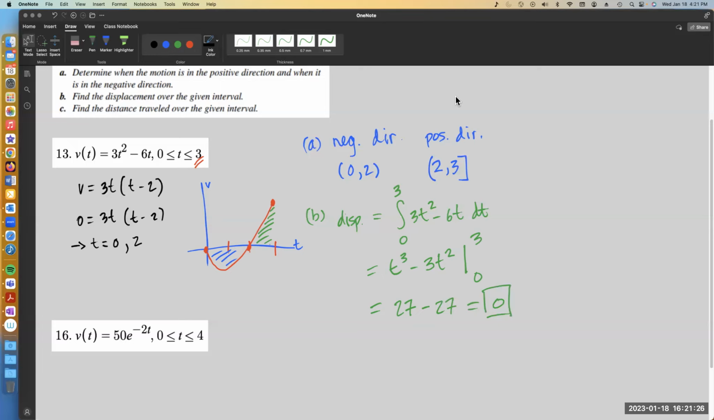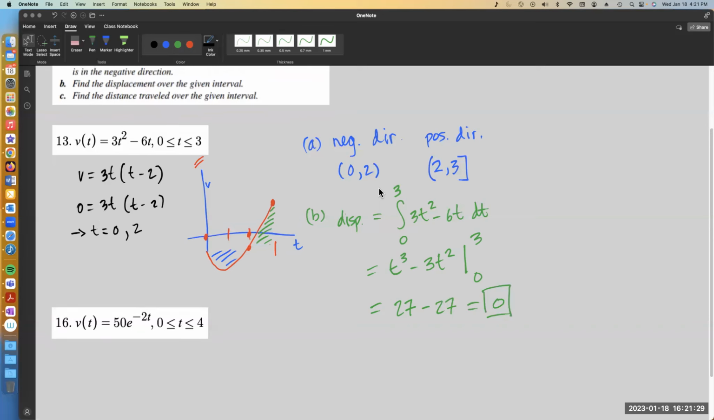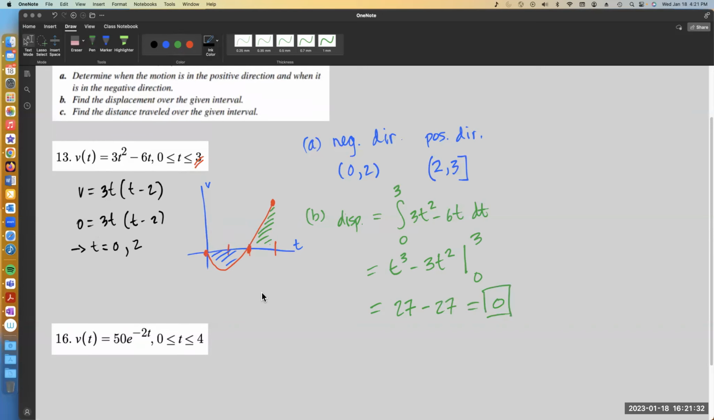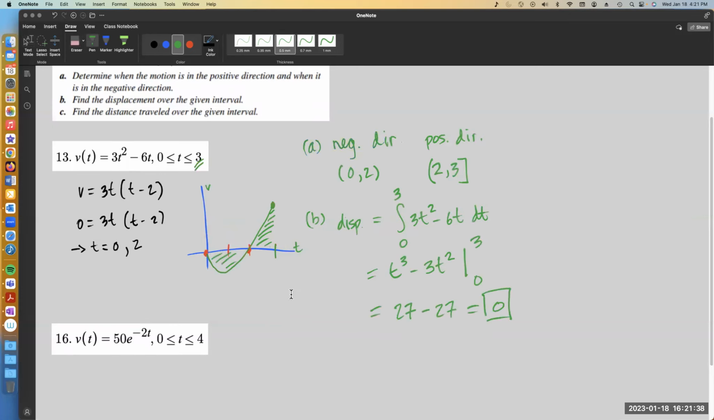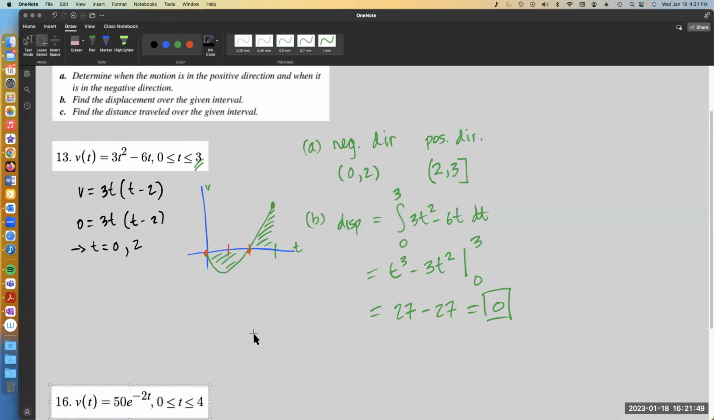All right. And then part C says find the distance traveled. So distance traveled, we are going to integrate, and there's a shortcut here. If the displacement is 0, is it obvious that this area here must match that area? If the displacement is 0, that means we moved in the negative direction the same distance as we moved in the positive direction.